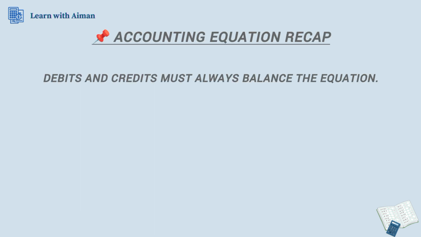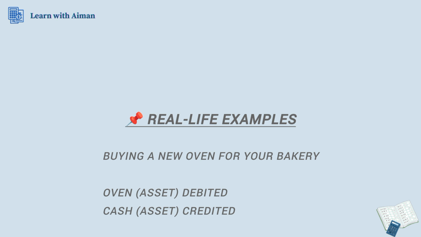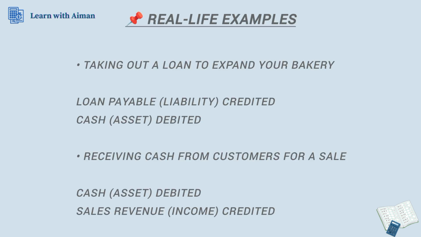Accounting equation recap. Debit and credit must always balance the equation. Real life examples: buying a new oven for your bakery. Oven is an asset, so it will be debited, and cash, which is also an asset, will be credited. Taking out a loan to expand your bakery. Loan payable is a liability and it is increasing, so we will credit it, and the cash is an asset and it's increasing, so we will debit it.